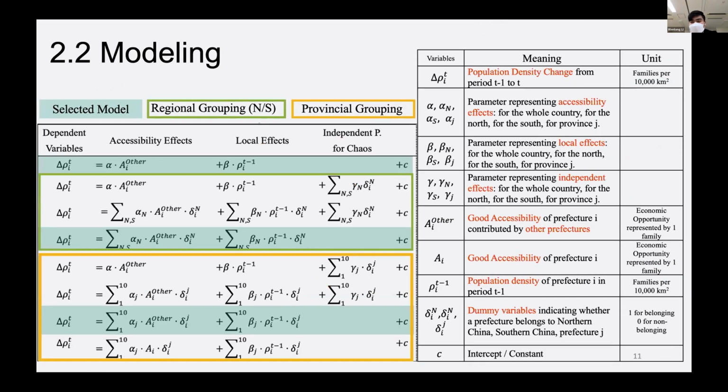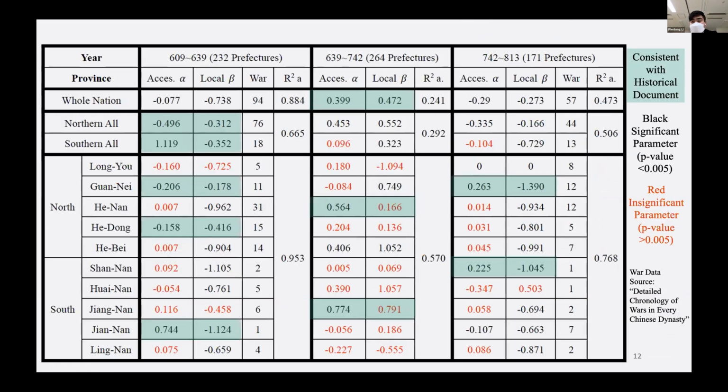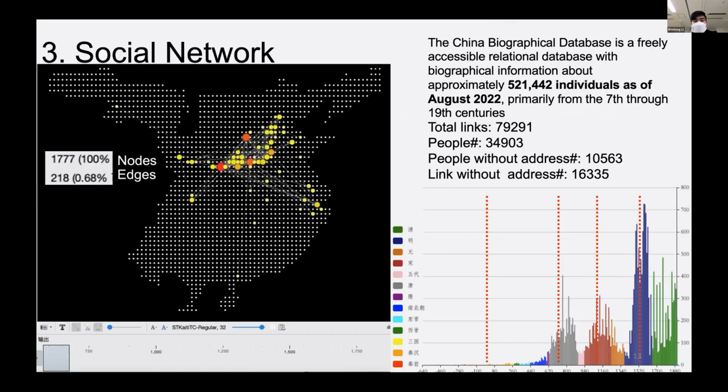And here are some equations that I developed. Maybe you just need to know the concept. You don't need to go through the details. And this is the final result. Generally, the calculated parameters are consistent with the historical documentation, which means that it's meaningful.